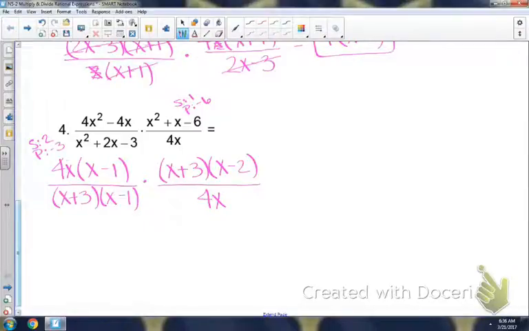Alright, so notice I have a 4x, I have a 4x here. I have an x minus 1, and I have an x minus 1 right below it. I have an x plus 3 here, and I can cross it out with that other x plus 3. So on top, I'm left with x minus 2. Notice on bottom, we don't have anything left. So that would be our answer there. So you're having to use factoring in order to simplify your rational expression.